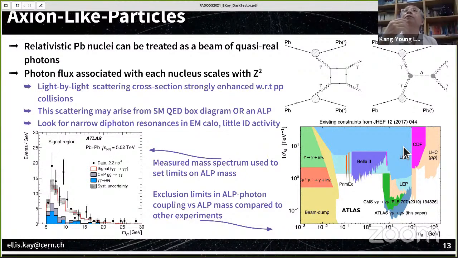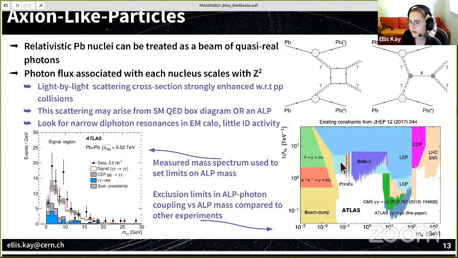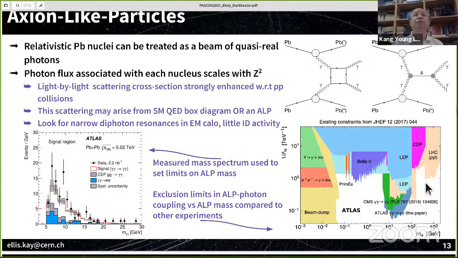My question is that the heavy ion data gives the better constraints on the axion particle than the proton data? I don't think there's an equivalent analysis in the proton data, so I couldn't say. Oh wait, sorry, it just covers a different mass regime, so it goes to lower masses. You can see the PP.